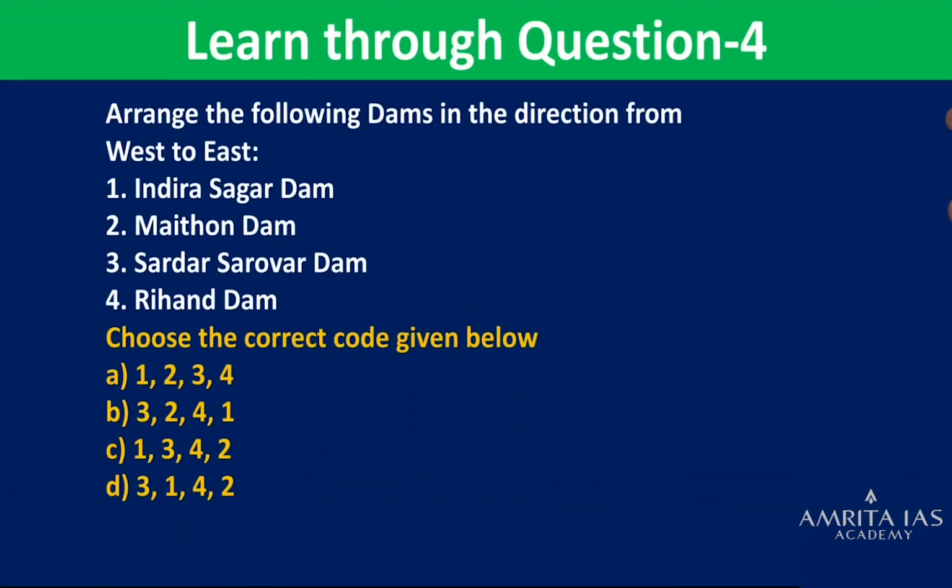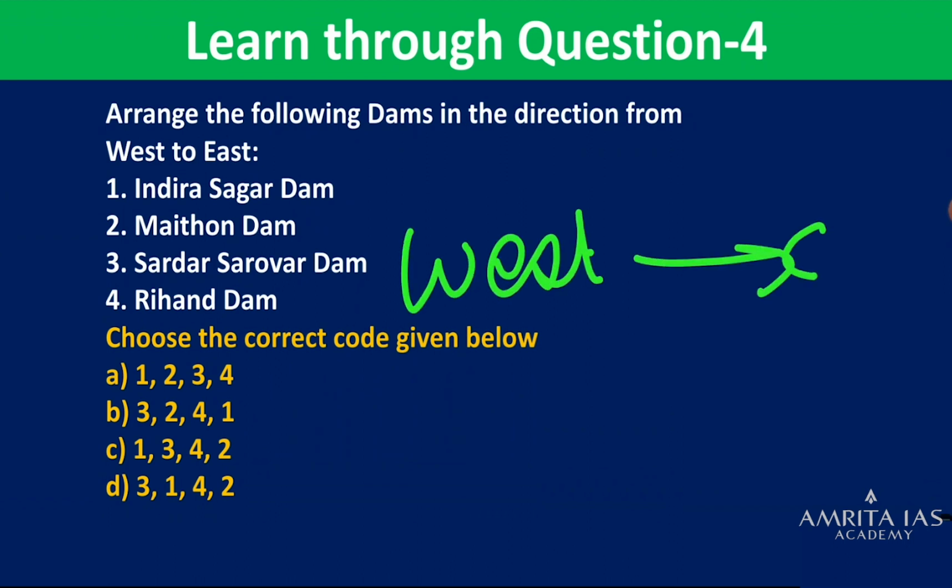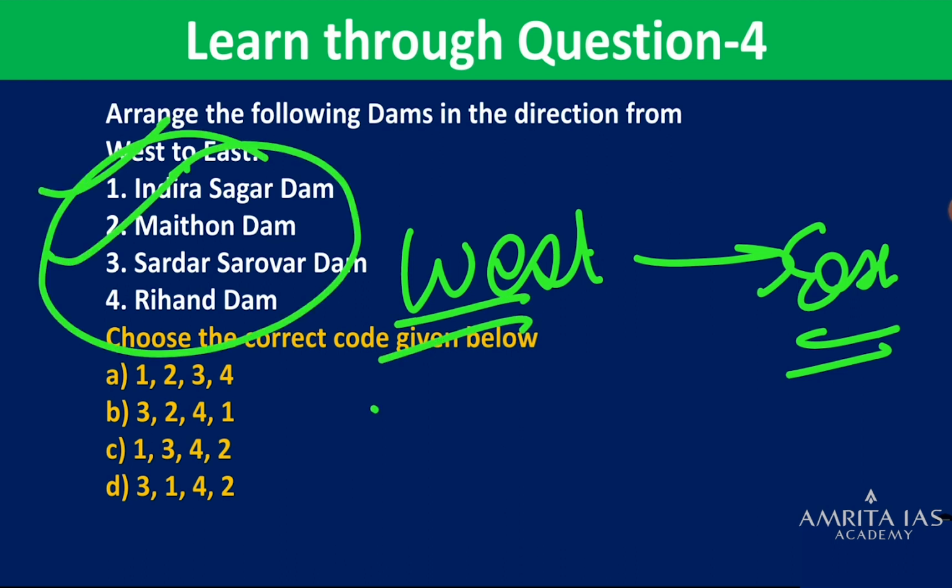Next question is, arrange the following dams, a location based question, in the direction from west to east. You have to arrange these dams from west to east: Indira Sagar Dam, Maithon Dam, Sardar Sarovar Dam, Rihand Dam.